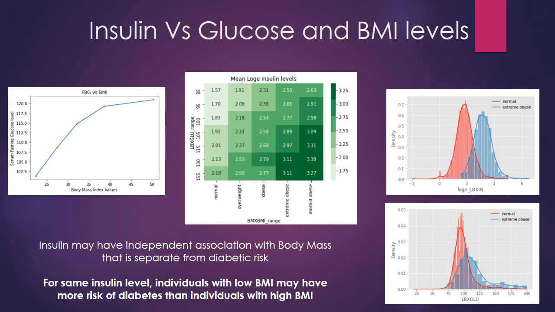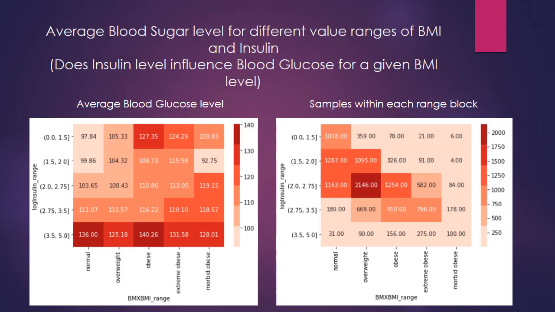Insulin versus glucose and BMI levels. This slide shows insulin has an independent association with body mass separate from diabetes risk, noting that individuals with a low BMI can have a higher risk of diabetes than those with a high BMI for the exact same insulin level. Average blood sugar level for different value ranges of BMI and insulin.